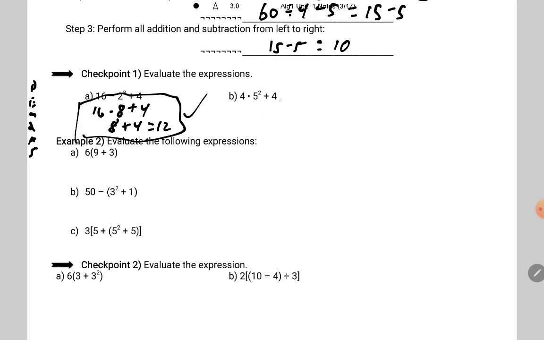Okay, let's do this again. No parentheses, but we have exponents. So 5 times 5 is 25, plus 4. Now we're going to do multiplication from left to right. 4 times 25 is 100, plus 4. So 104. Oops, 104 is our answer.